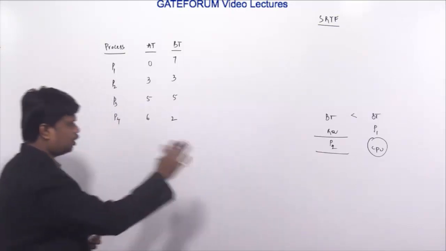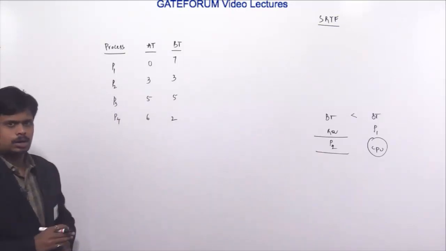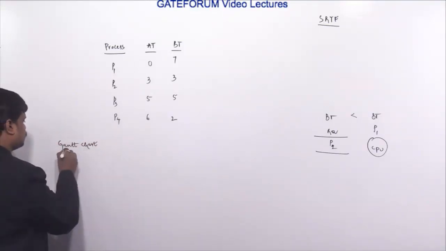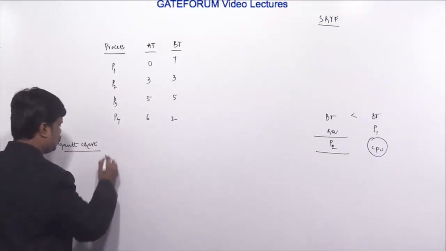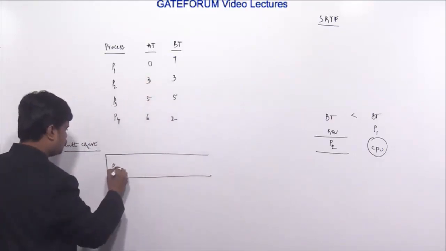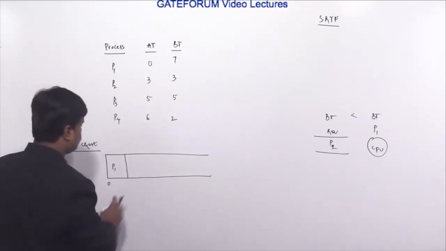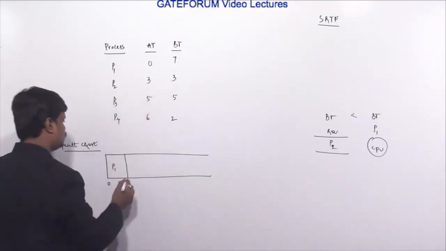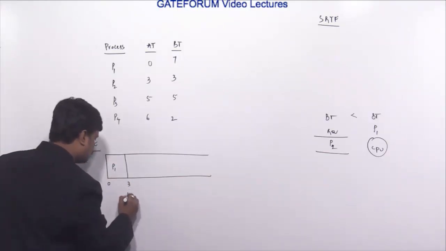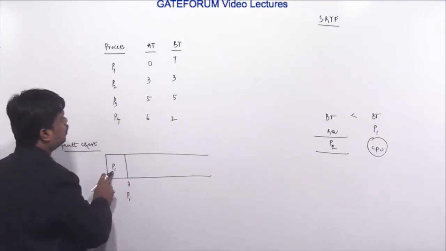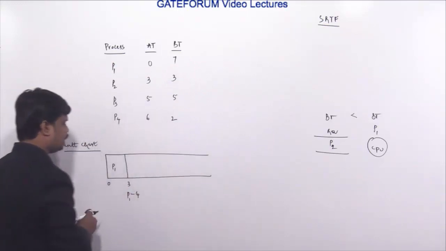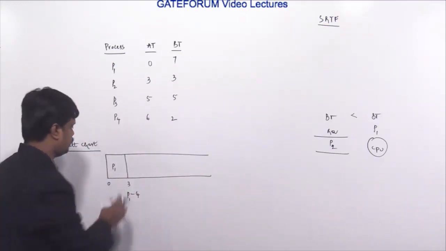The same idea we are going to implement here, and we are going to build the Gantt chart for this system. At 0, only process P1 has arrived and it is allowed to execute till the next arrival. What is the next arrival? 3. So by 3, P1 has completed 3 units of execution out of 7, and 4 units of burst time remain with P1.